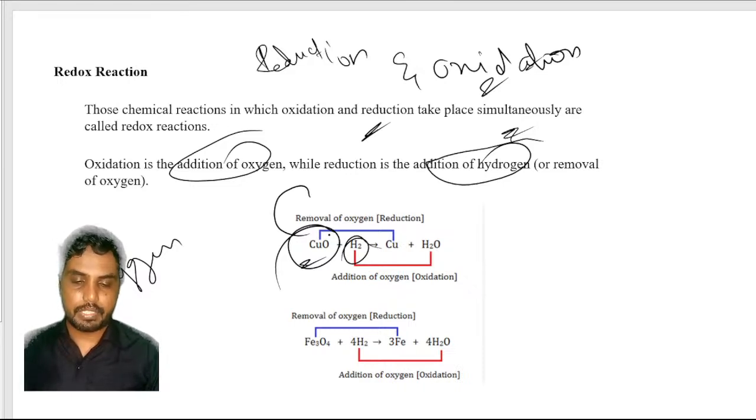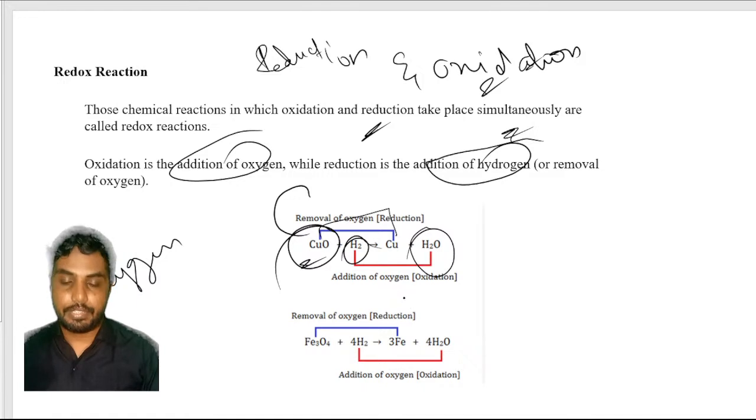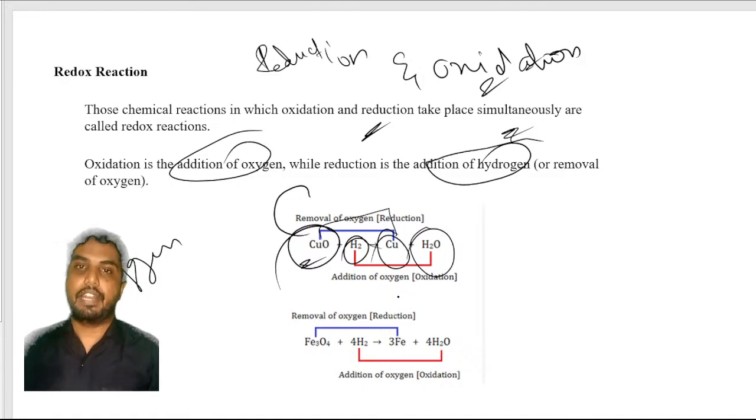So you can see in the first equation, this blue line denotes that reduction, where removal of oxygen is there. From copper oxide, we have removed one oxygen, and in H2, while adding H2, what is happening? The addition of oxygen takes place. Here you can see H2O. It is oxidation, and Cu is an example for reduction.